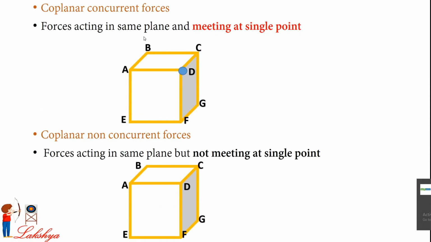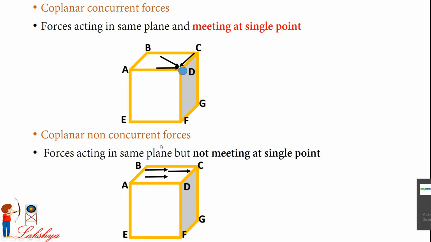Now, consider this box. Now, these all 3 forces are acting in the same plane or not? Yes, they are acting in the same plane, and that plane is A, B, C, D. As well as they are meeting at single point D. So, they are coplanar as well as concurrent forces. Right?